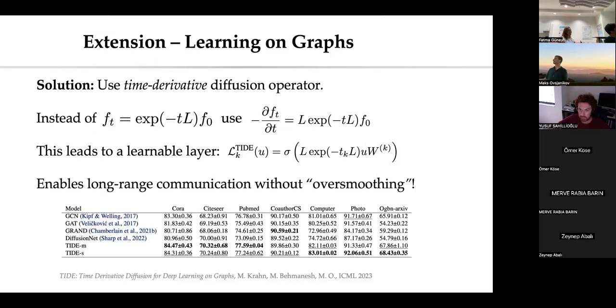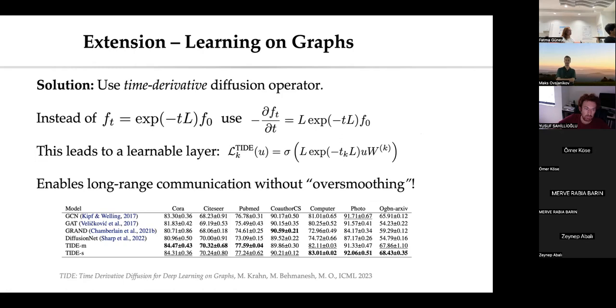We also did other experiments in other domains where you clearly need long-range communication. Some are more synthetic, but really you can see the long-range communication. Okay, so this is basically learning on graphs, and if you're interested, this is the paper that just came out very recently.